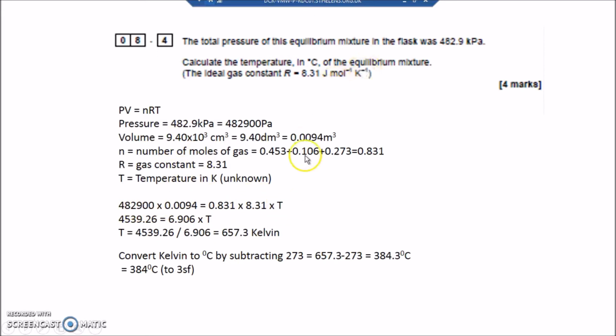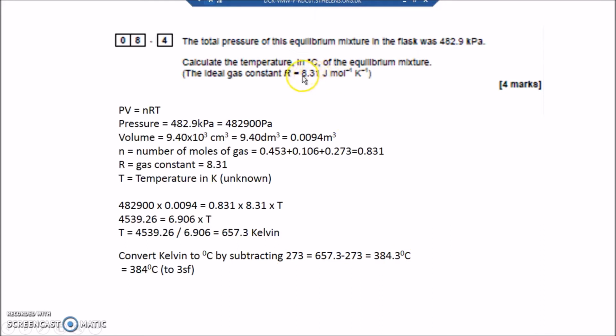T I don't know, that's what I'm trying to find, so I'll multiply these numbers out first. It's probably easier to do that on your calculator, and then temperature is 4539.26 divided by 6.906, which is 657.3. Now temperature is in Kelvin, and it asks for degrees C. To get the final mark, you need to convert Kelvin to degrees C. You take 273 away from this value. If you turn degrees C into Kelvin, you add 273, Kelvin into degrees C, you subtract 273, and so the answer comes out as 384.3.